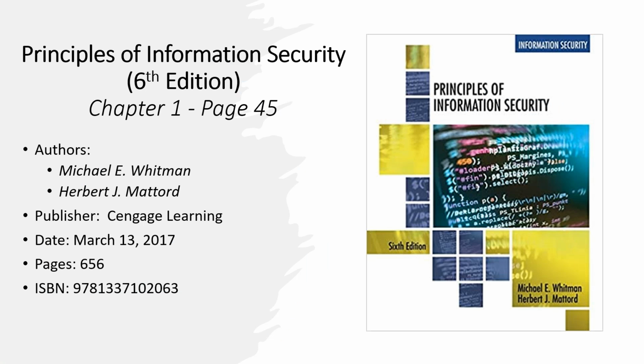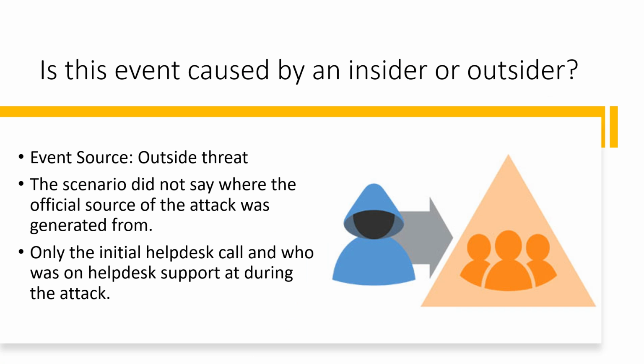The case study is from Principles of Information Security, 6th edition, Chapter 1, page 45. This case study is the SLS Cyber Attack. The event source, I believe, was caused by an outsider threat. However, the scenario did not say where the official source of the attack was generated from. Just how the attack was spread through the network, who was on help desk, and the initial 2 users who did call in with experiencing issues.